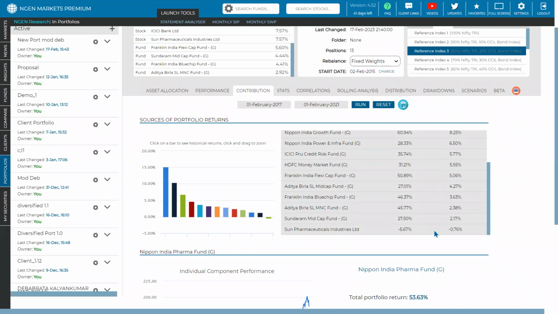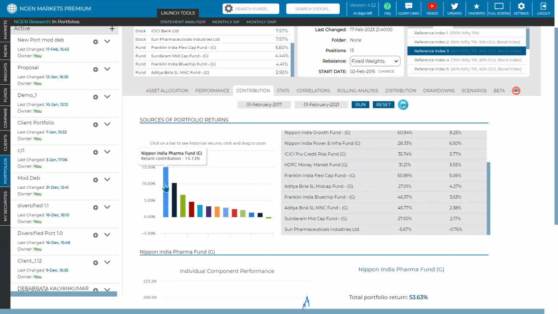But here you can see Sun Pharmaceuticals is now a negative contributor. So the point is that you can take a look at those securities which are dragging the portfolio down based on performance, or which are not the winners, right? And then you can allocate accordingly based on the contribution analysis. Now here we have given a couple of tabs. We have given the sources of the portfolio return.